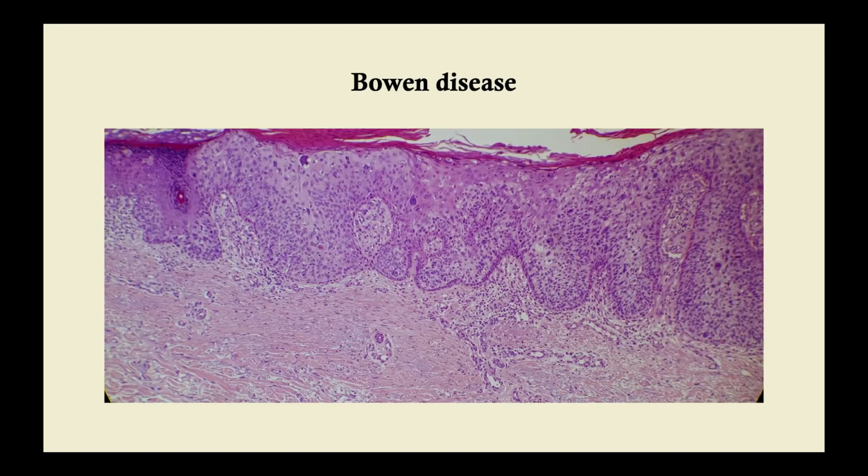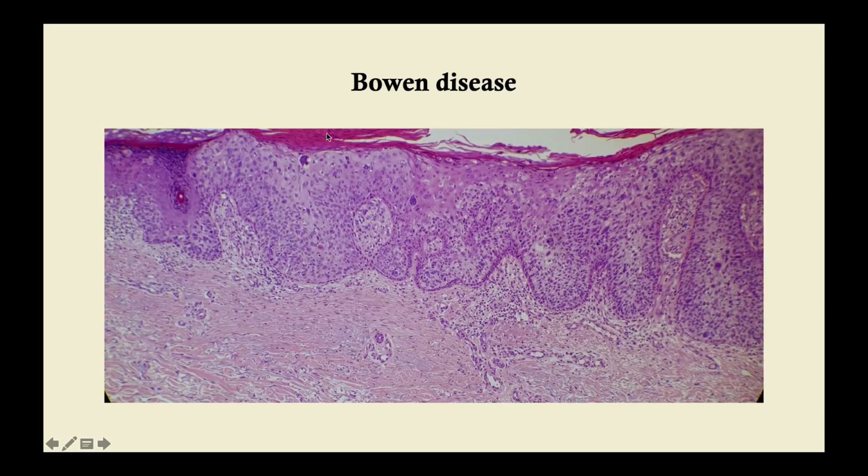Histopathologically, Bowen disease is basically squamous cell carcinoma that's confined to the epidermis. So what you see with Bowen disease is abnormal cells, but you don't see anything abnormal in the dermis. You may see a little bit of inflammation, but that's it. You're not going to see abnormal epithelial cells in the dermis. You're only going to see them in the epidermis.